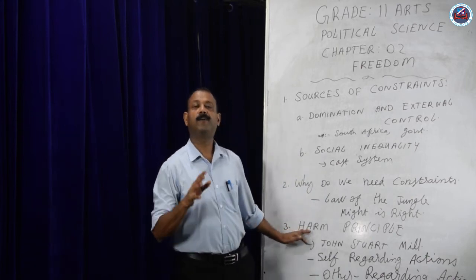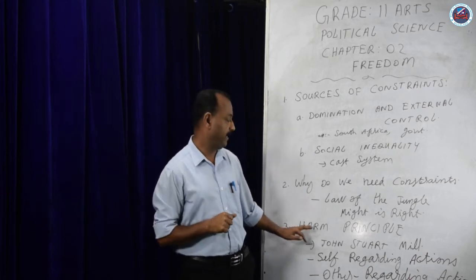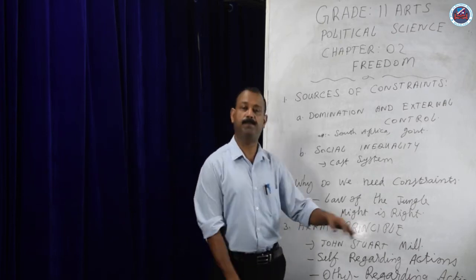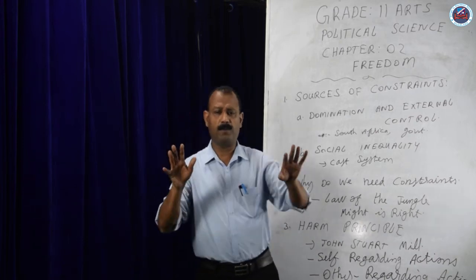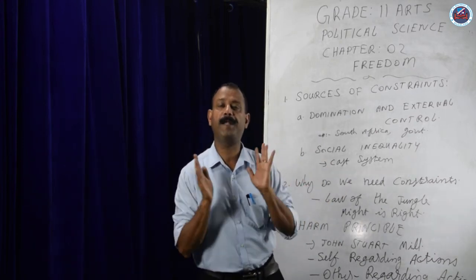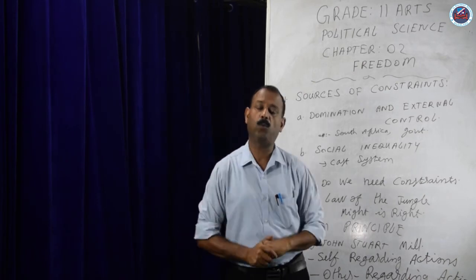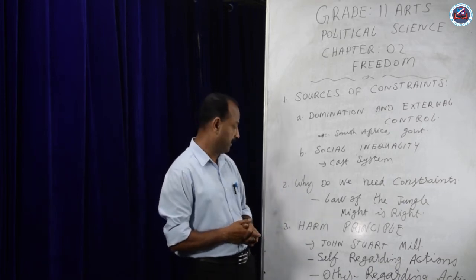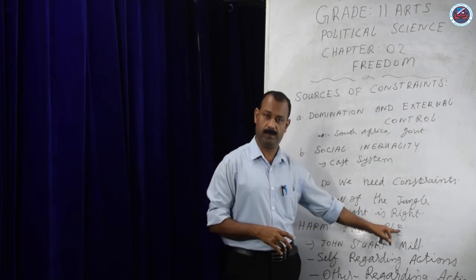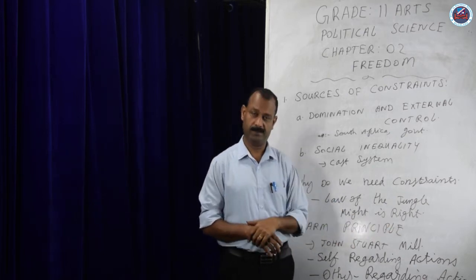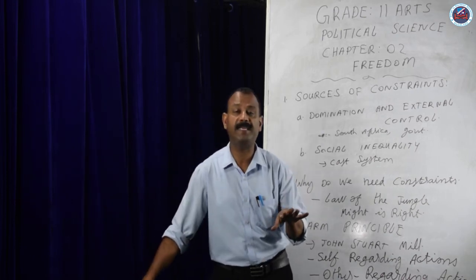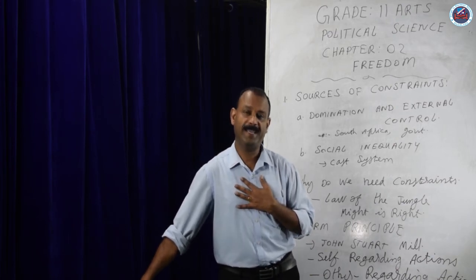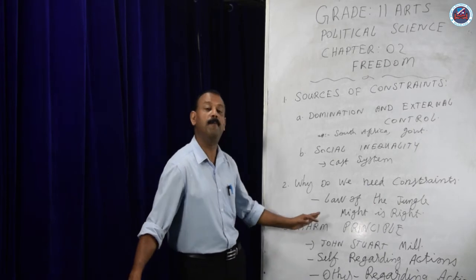And the last topic for today, and in this chapter, is the harm principle. H-A-R-M, harm principle. It is one of the most important principles regarding the freedom. This principle was or is propagated by a very famous philosopher by the name John Stuart Mill. He is the person who propagated this principle known as harm principle. So get ready. I'm going to explain to you what is this harm principle.